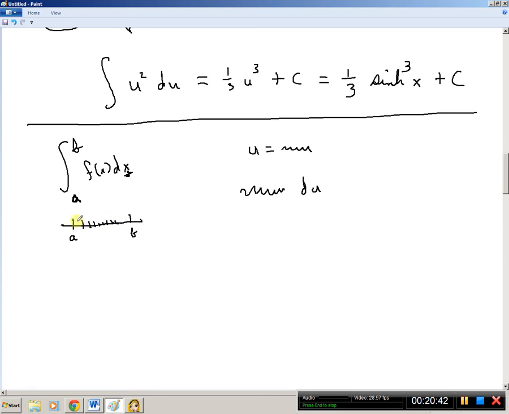Well, the point is that a and b and delta x are all relative to x. They're all relative to measuring things in this x universe. When you make a change in variables, u is not the same as x. So a delta x, or a dx, which is what delta x turns into, delta x is not at all the same as delta u.